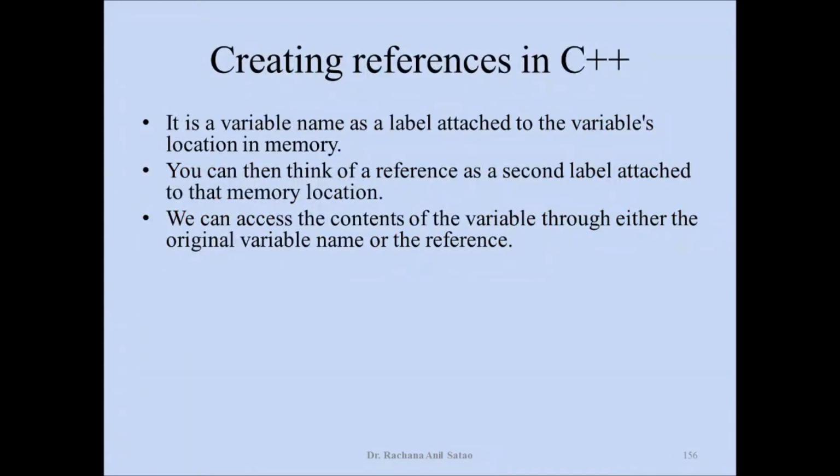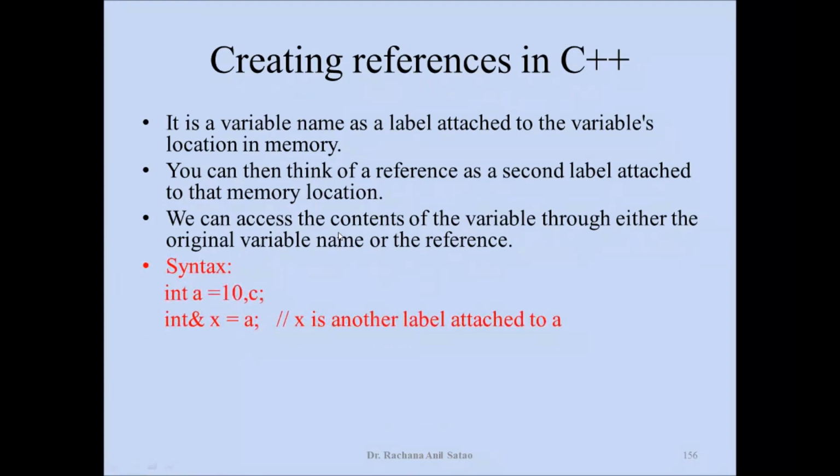Now let us see creating references in C++, as this is a new thing. A variable name is a label attached to a variable's location in memory. We have one variable to which we can attach another name by using references. You can think of a reference as a second label attached to that memory location. The first variable name is the first name given to it, and you can have another name as a reference to that memory location. We can access the contents of the variable through either the original variable name or the reference.